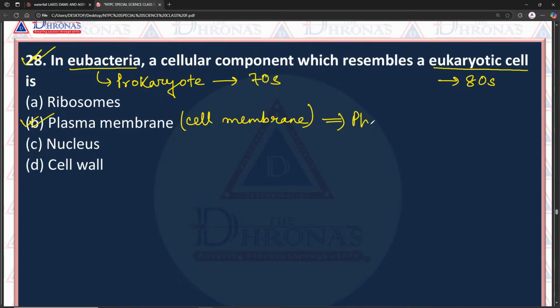It is made up of phospholipids and protein. ठीक है. न्यूक्लियस प्रोकैरियोट्स में एब्सेंट है. न्यूक्लियस सिर्फ यूकैरियोट्स में रहता है.